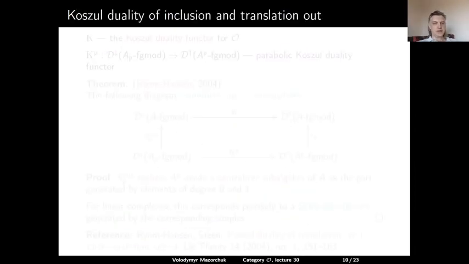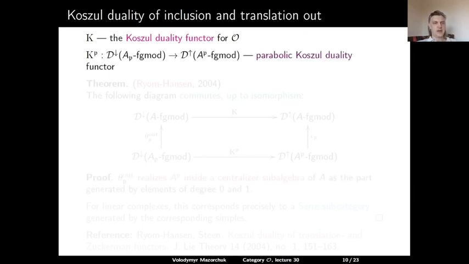Let us now move to Koszul duality of functors. As usual, we denote by K the Koszul duality functor for category O, and we denote by K upper P the parabolic Koszul duality functor. This is a Koszul duality functor from the down arrow category for the singular block to the up arrow category of the parabolic block.